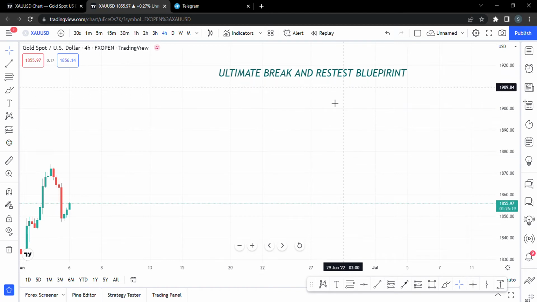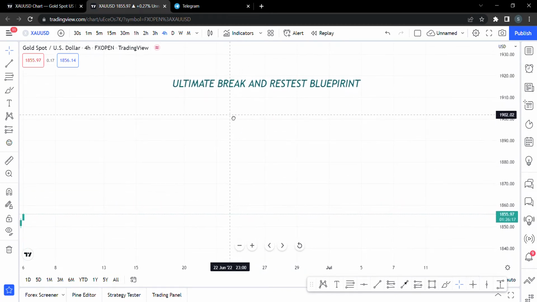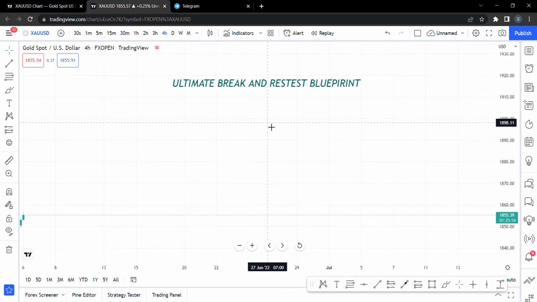So it's a variation of break and retest, but you need to follow the rules. I want the video to be maximum 6 minutes, but let's see. I will analyze one trade that we took on Friday, the 3rd of June, and that will be it.